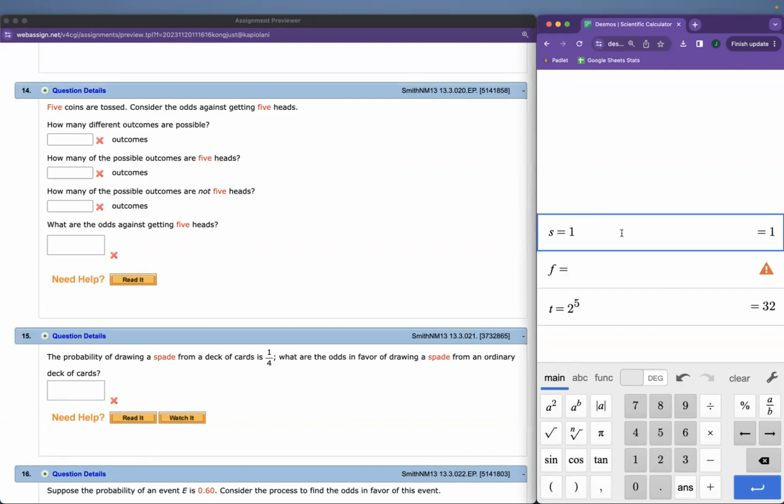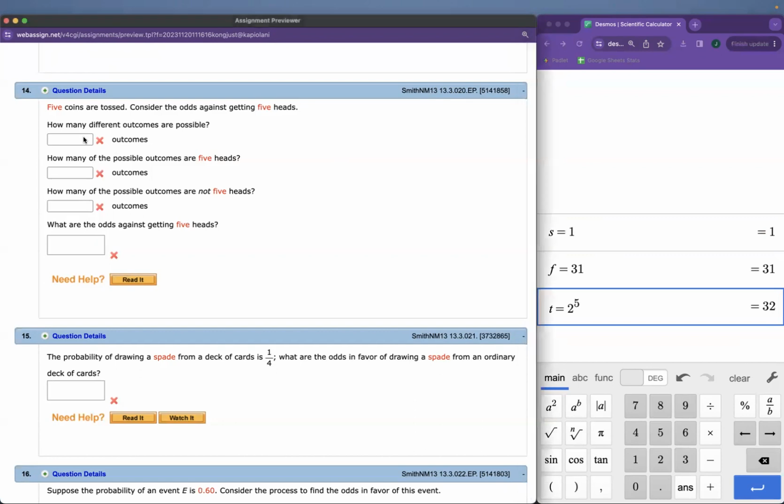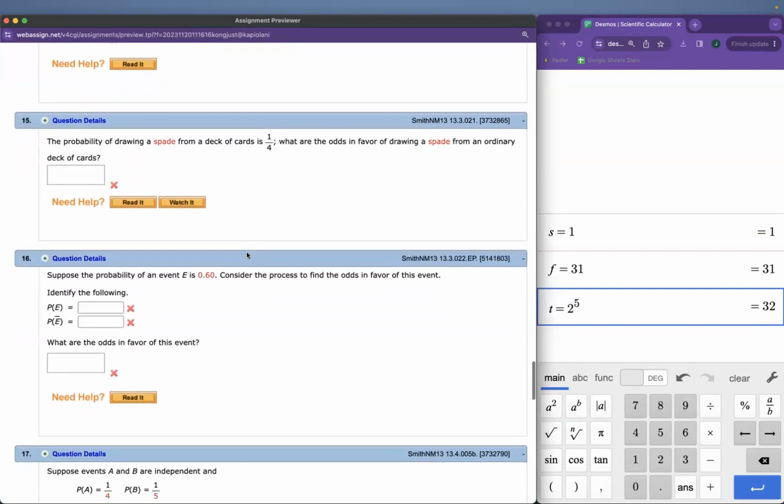There's only one way to get all 5. That means there are going to be 31 ways to not get all 5 heads, right? How many different outcomes are possible? 32. How many outcomes are possible with 5 heads? Only 1. How many of these possible outcomes are not 5 heads? 31. So what are the odds against? Odds against is failures to successes, right? That's 31 to 1.